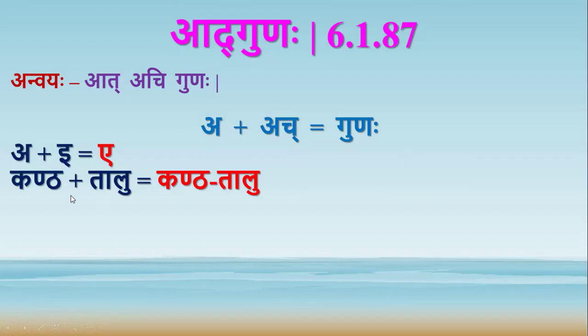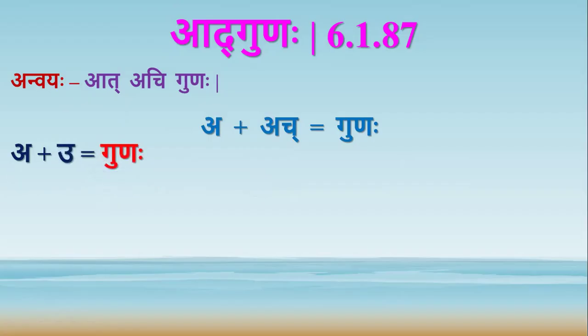The Akara from the Guna, the Ucharana Sthana of that is Kanta. Here also the Ucharana Sthana of A is Kanta, but the Ucharana Sthana of E is Talu, but Akara doesn't have any Talu portion. So the Ucharana Sthana of E is Kanta as well as Talu. So this resembles both A and E. So the Adesha for A plus E is E.